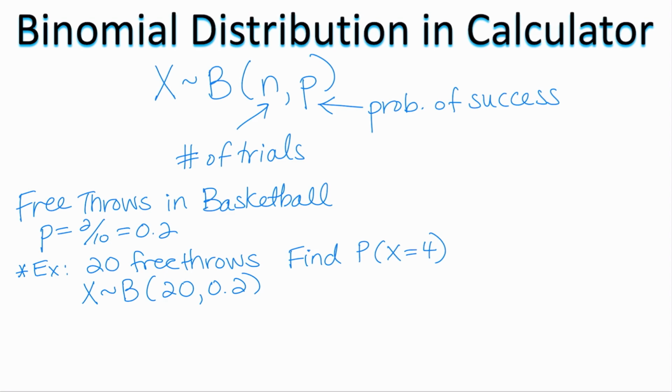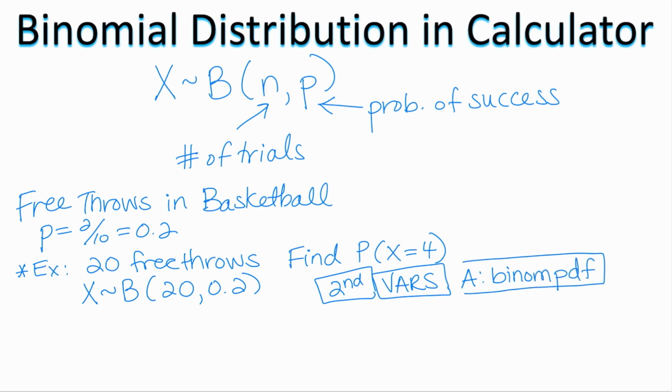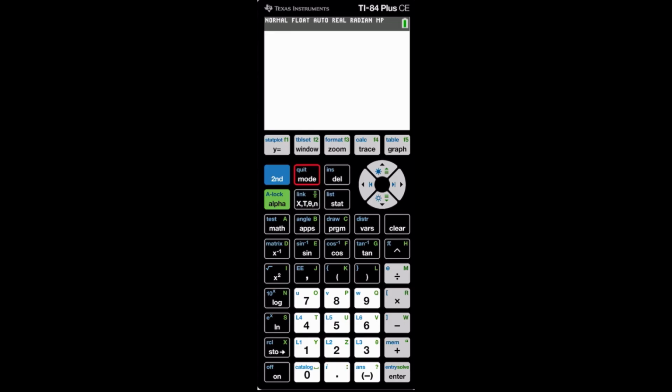So I'm going to go to my graphing calculator, and in my graphing calculator, I'm going to go to second vars, which is distribution. From there, I'm going to go up to option A, which is going to be binomial PDF. Now you're going to notice that there is a binomial PDF and a binomial CDF. Right now, because I want the probability that I make exactly 4 baskets, I'm going to go to binomial PDF. So in the calculator, I'm going to go to second vars, and I'm going to go up until I get to option A, which is binomial PDF.